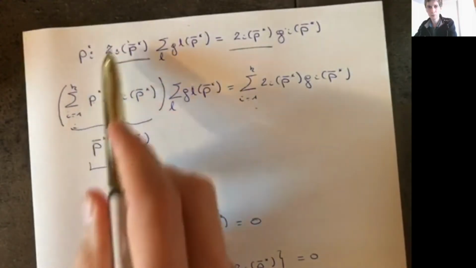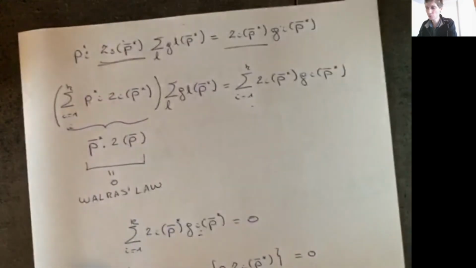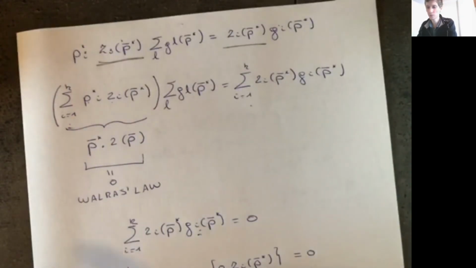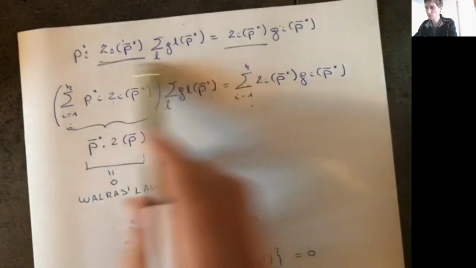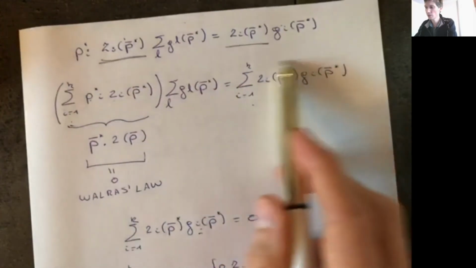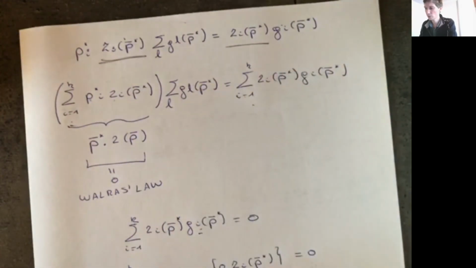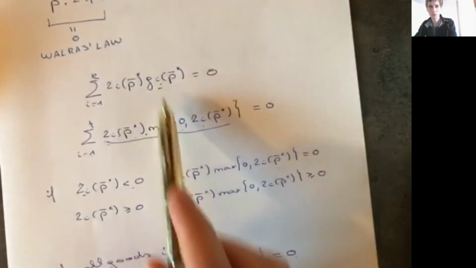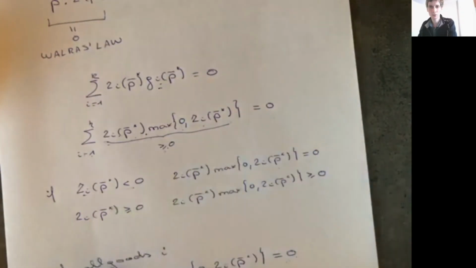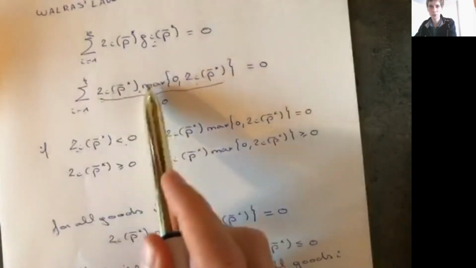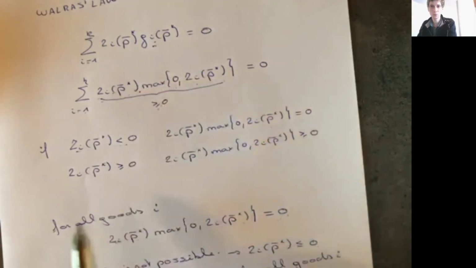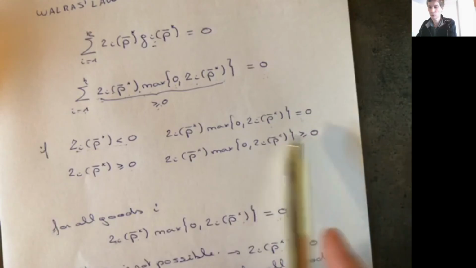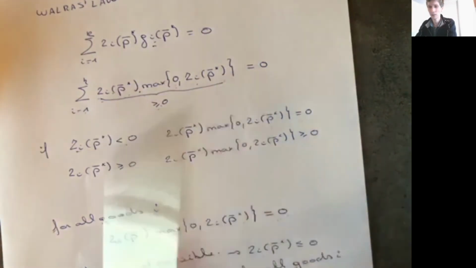Then we said we can sum this equation over all the goods. This is what we have done here in this step. Then this first term here drops out because of Walras' law, right? So this entire thing becomes 0. So we are only left with this part here that's equal to 0. Okay, so here we just rewrote gi using the definition of this thing. And we have shown that whatever the value of Zi, this term here will always be non-negative, right? It's greater or equal to 0.